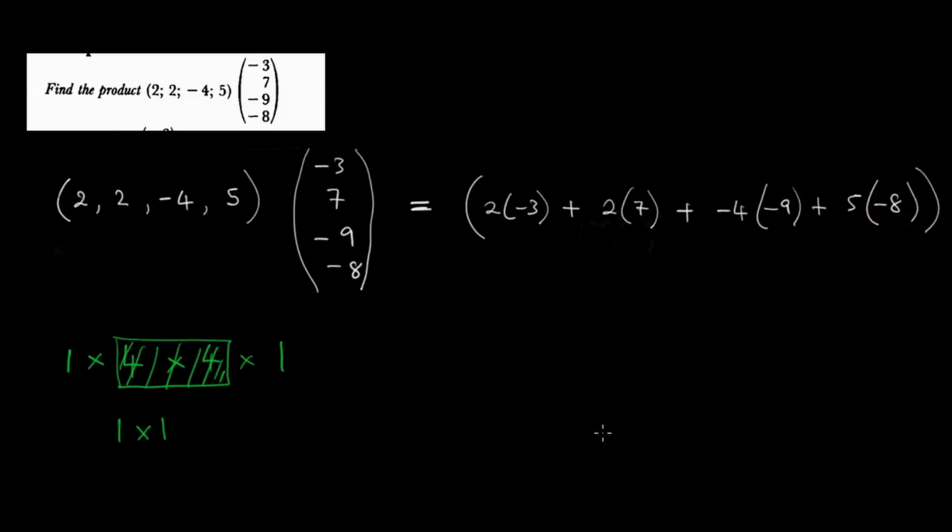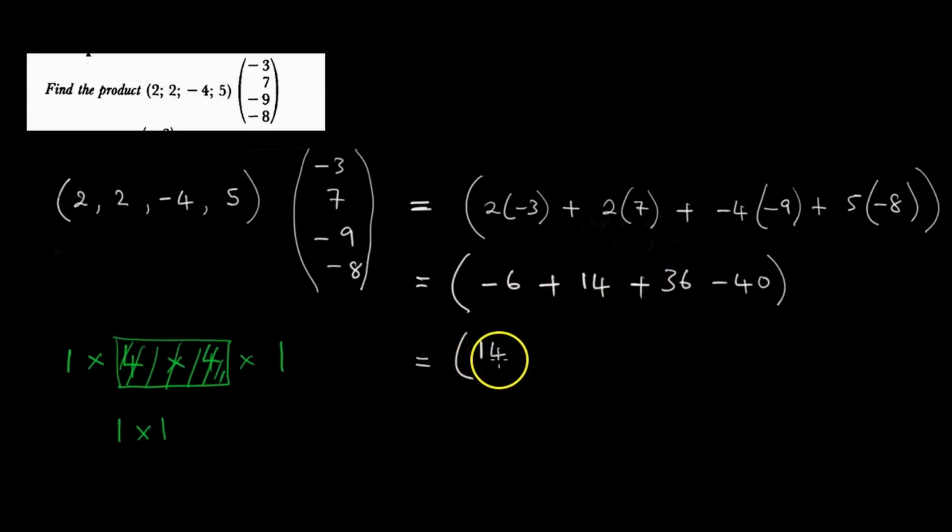Everything we have got, we simplify. This is equal to 2 times minus 3, that's minus 6, plus 2 times 7, 14. Then minus 4 times minus 9, 9, 18, 27, 36. That means it's going to be plus 36. And 5 times minus 8 is minus 40. Let us solve that. We rearrange like this: 14 plus 36 minus 6 minus 40.